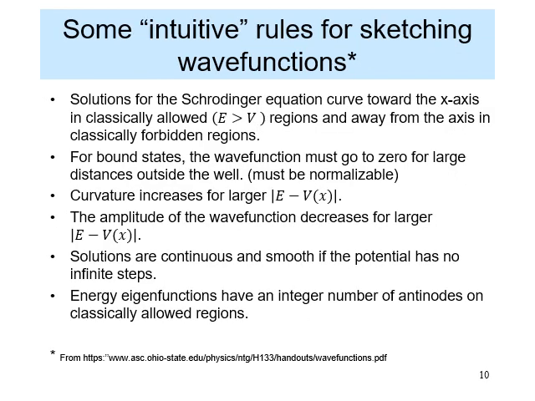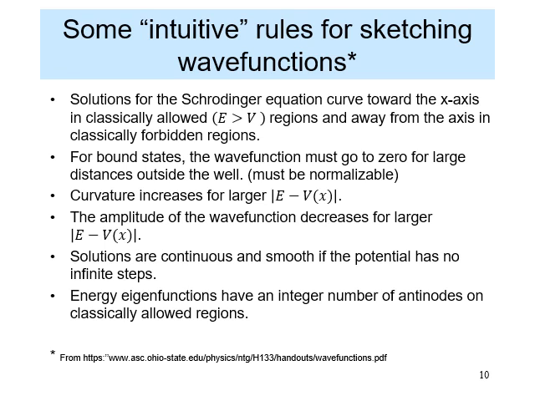So some quote-unquote intuitive rules for sketching and interpreting wave functions. 1. Solutions for the Schrödinger equation curve toward the x-axis in classically allowed regions. I'll show you that in a few minutes. So when the kinetic energy is positive, the solution curves toward the x-axis. I'll draw on that in a minute, right? And they curve away from the axis in classically forbidden regions. You'll see that the curvature switches sign, right? Not sign, but it switches its behavior with respect to the axis.